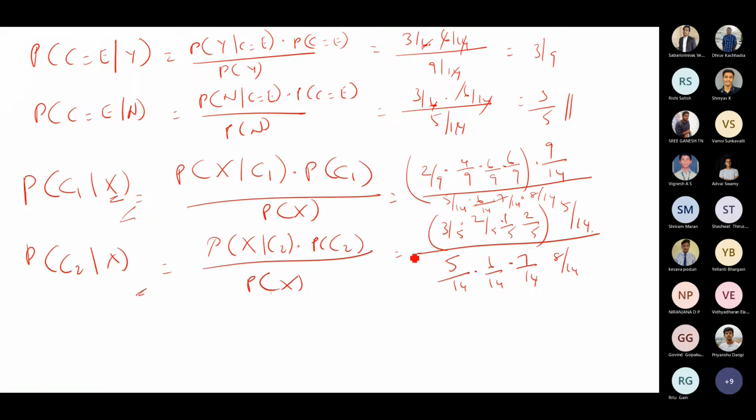Both are divided by the denominator, probability of x. So how do I say whether 5 is greater or 3 is greater? I know 5 is greater obviously. Supposing if I say 5 by 6 and 3 by 6, which is bigger? 5 by 6 is obviously bigger. So you are dividing by the same number, that's exactly what you are doing here. So you can actually ignore this value.